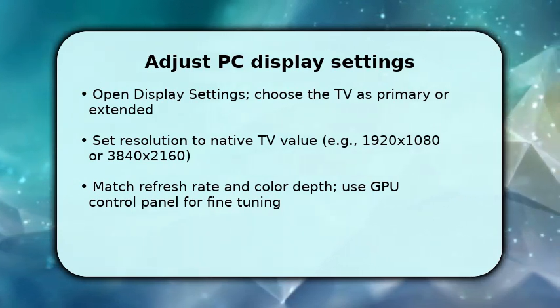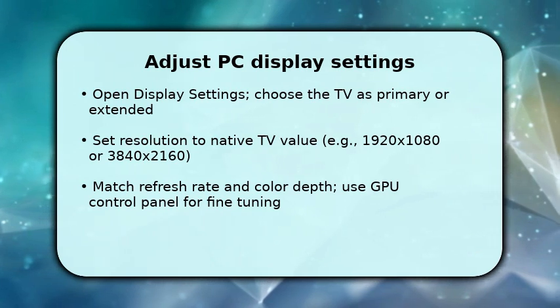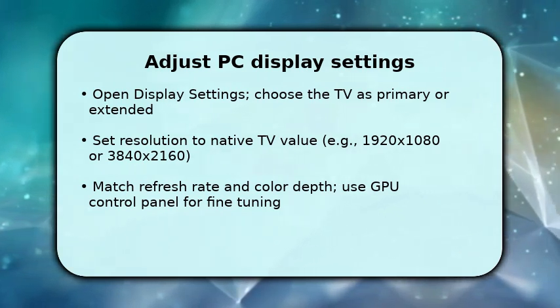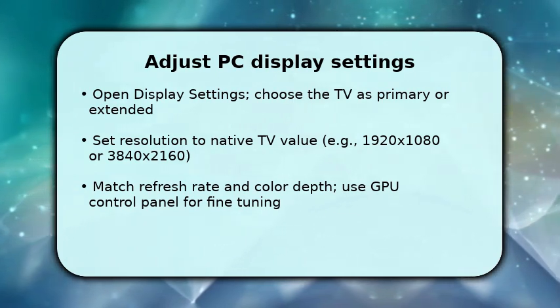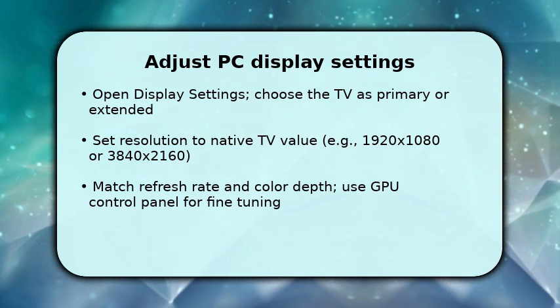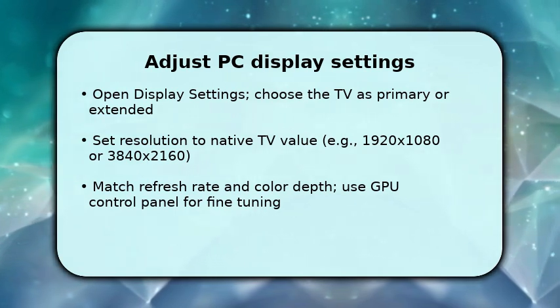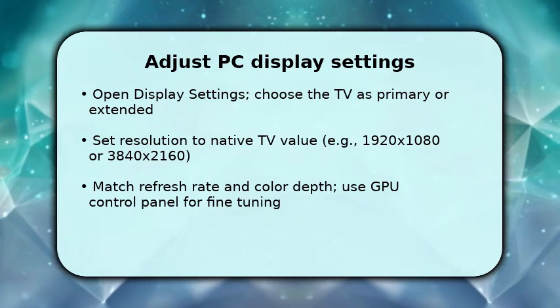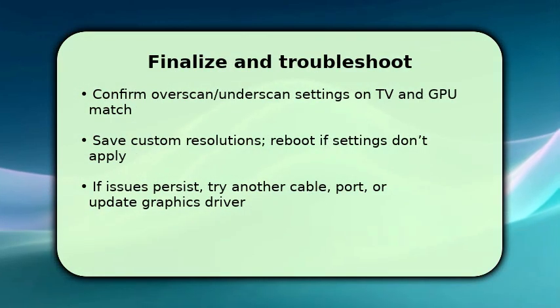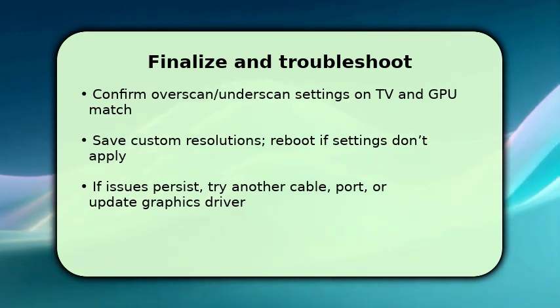If colors look off, use your GPU control panel to set color depth and RGB range. Once done, test with full-screen video or desktop wallpaper. If scaling looks wrong, change the scaling percentage, or use the GPU's custom resolution tool to finish by checking overscan or underscan on both the TV and the GPU settings so edges align perfectly.